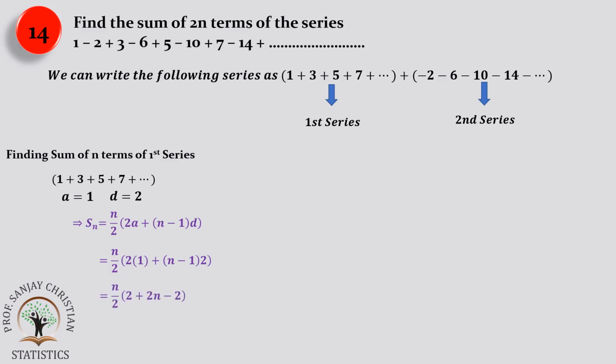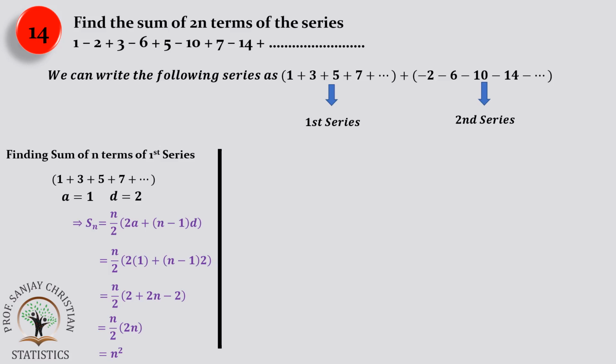In the next step, n upon 2 as it is, and 2 into 1 is 2, but if we multiply 2 here, it will be 2n and it will be minus 2. This plus 2 and this minus 2 will be cancelled. So the remaining term is n upon 2 and it will be 2n. Again 2 and 2 will be cancelled, so it will be n into n. So the answer is going to come as n square. I hope you understood the sum of n terms of the first series.